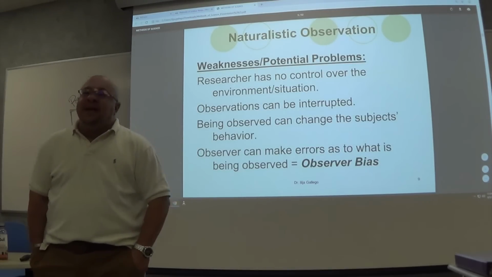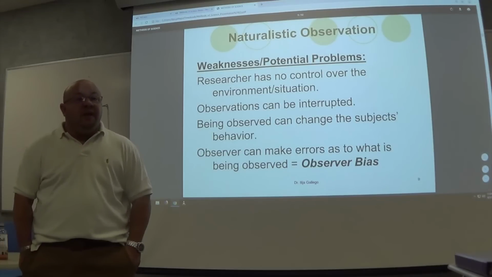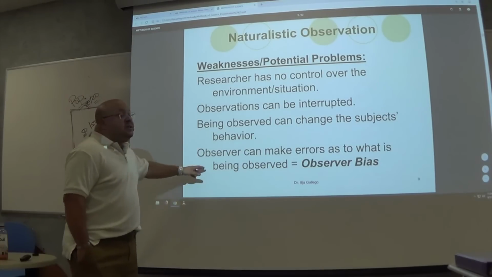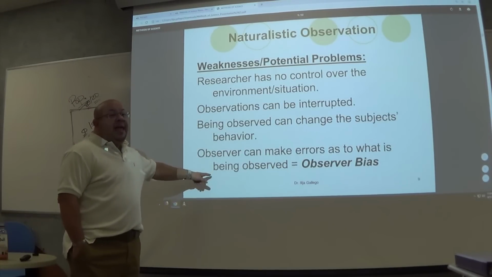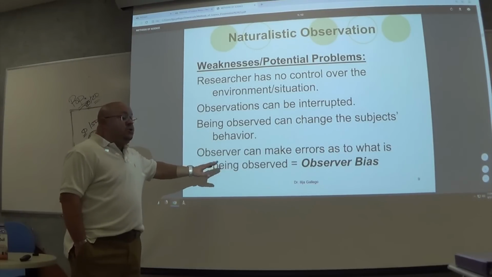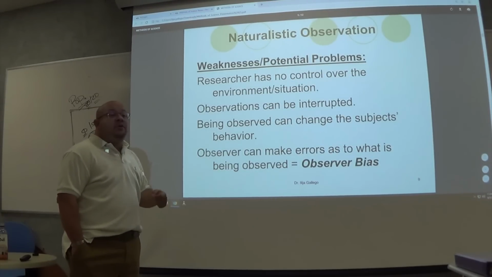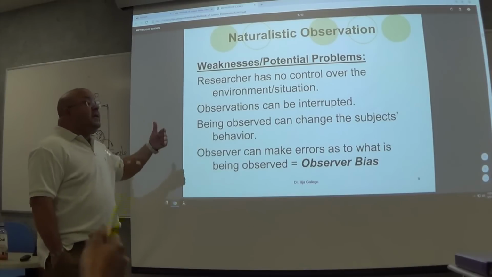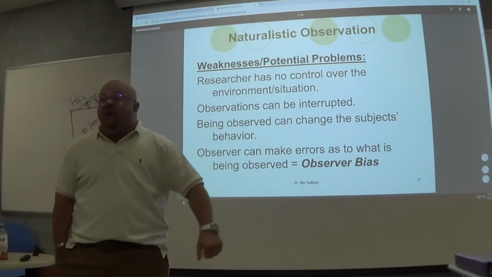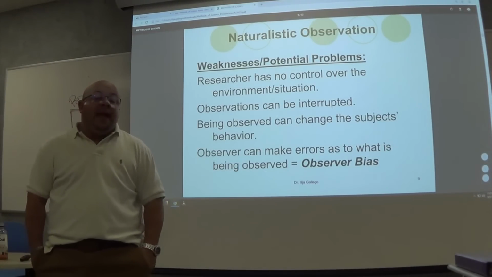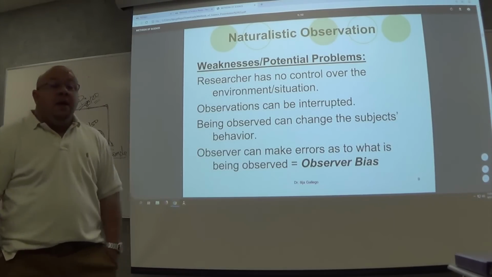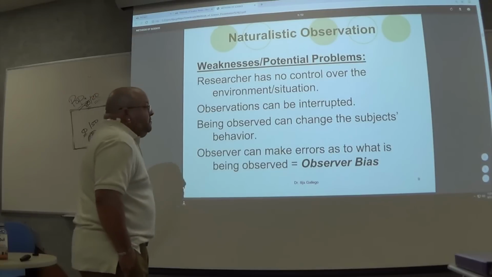So observer bias happens anytime you're observing, which means it can happen in naturalistic observation and also in lab. Make sure you know that. Observer bias happens anytime you're observing. So it can happen in naturalistic observation, and in a moment we'll see it can also happen in lab observation. Okay, so some examples of observation.